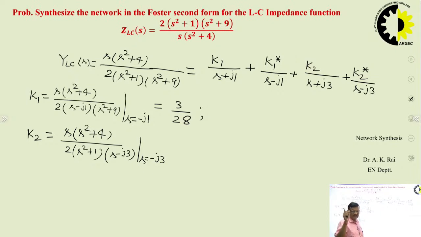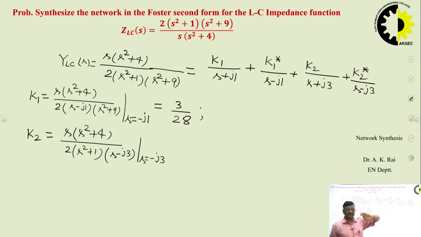The general structure will be L1 C1 in series, L2 C2 in series, and they are in parallel. Just by looking at the expression we can get what should be the structure of this Foster second for this function. Look at here, by this function only we are removing these conjugate imaginary poles. So we will get L1 C1 in series, L2 C2 in series, and they are in parallel. So carry out the partial fraction expansion.